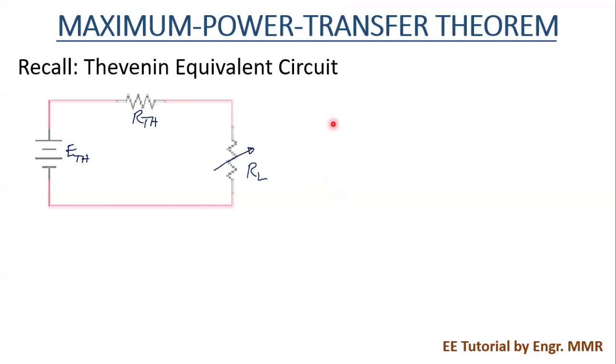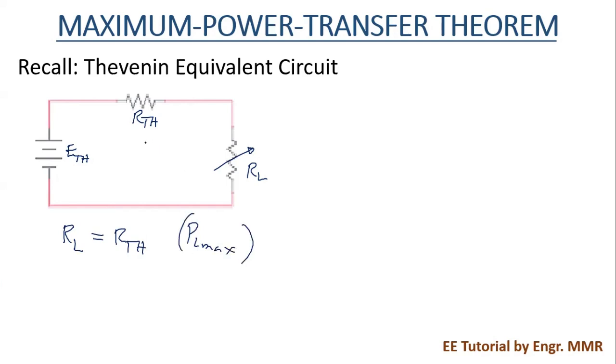Hi everyone, let's have now an example for the maximum power transfer theorem. Let's recall the Thevenin equivalent circuit. It is a series combination of the ETH, RTH, and the variable resistor RL. In our previous discussion, we derived the value of RL such that there will be a maximum power transferred to the load. And from our derivation, we learned that the RL must be equal to RTH such that the power delivered to the load will be maximum.